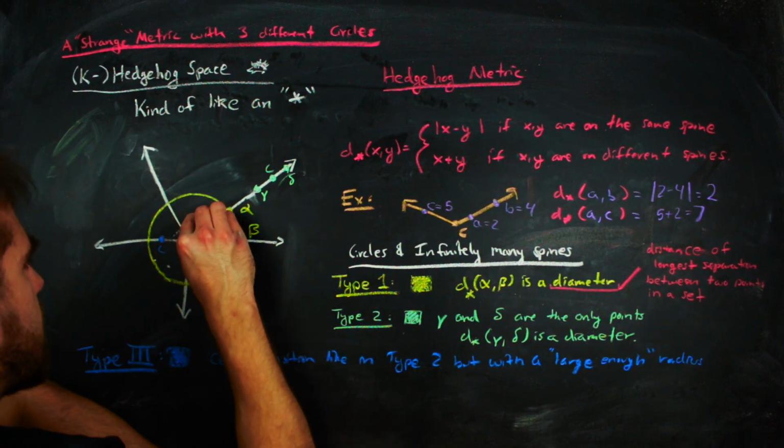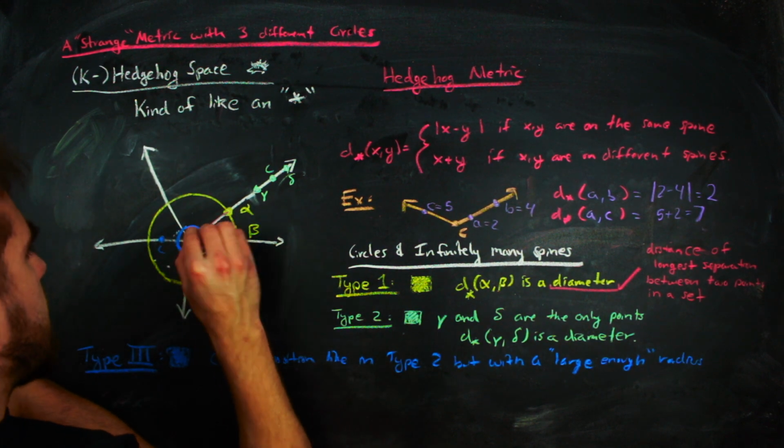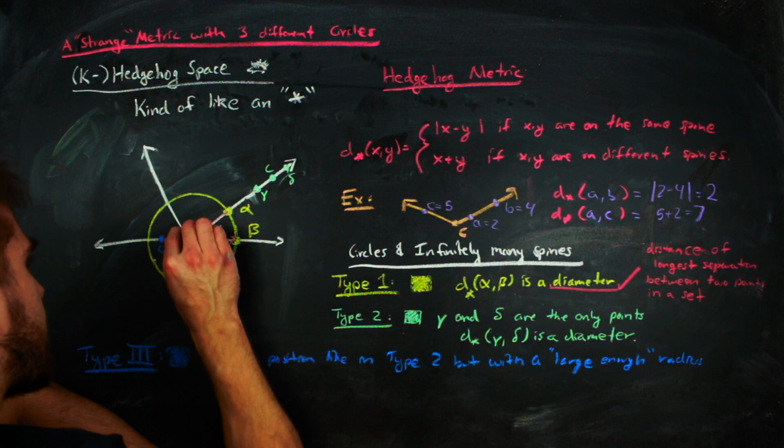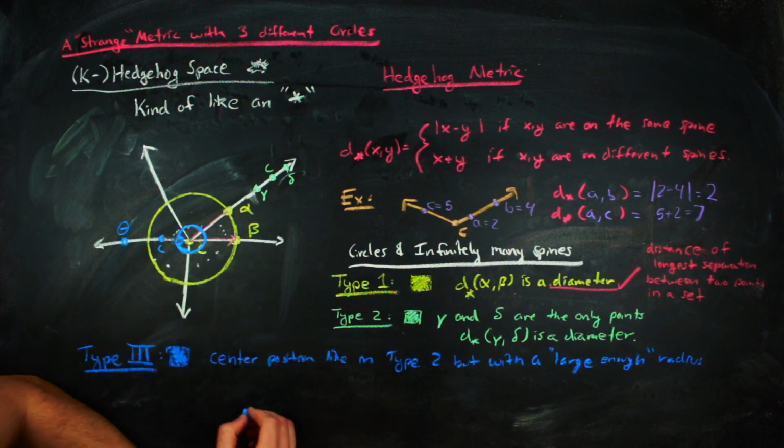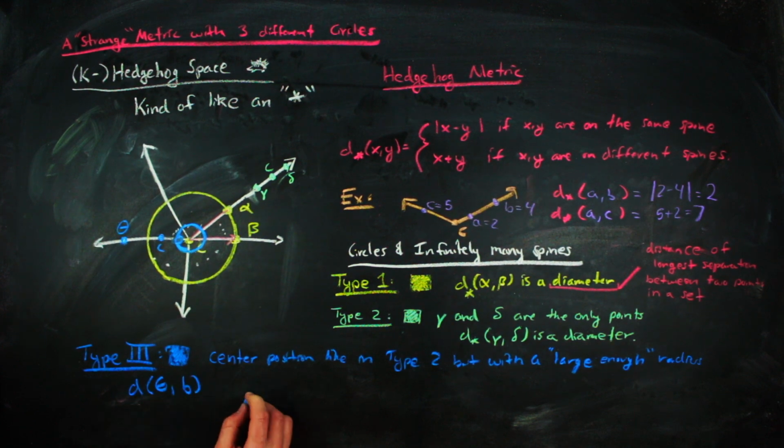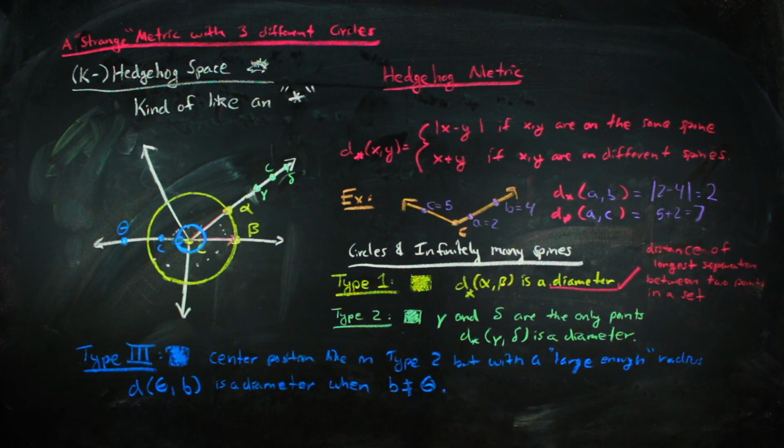But instead, a diameter is given by the point on the circle that is on the spine that houses the center of the hedgehog circle, which I know is a mouthful, and then any other point on the circle. So, for instance, if you take theta and then any other point that's not theta on this circle, then you have a diameter of that circle.